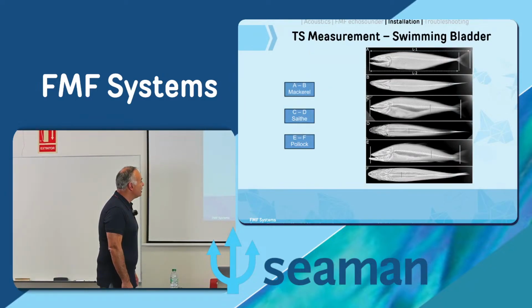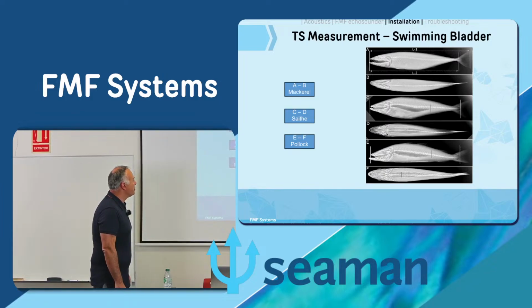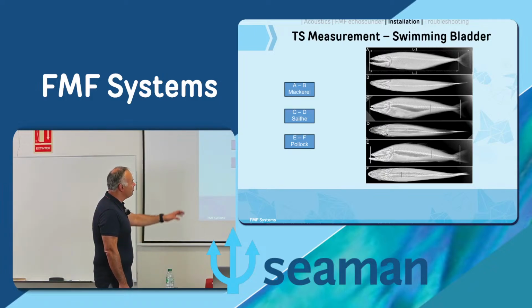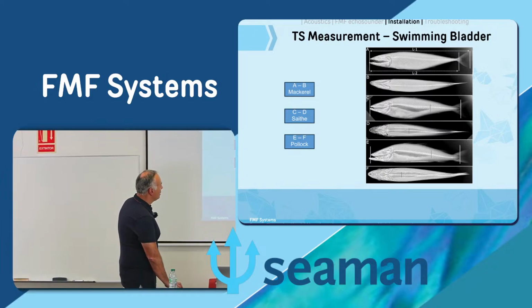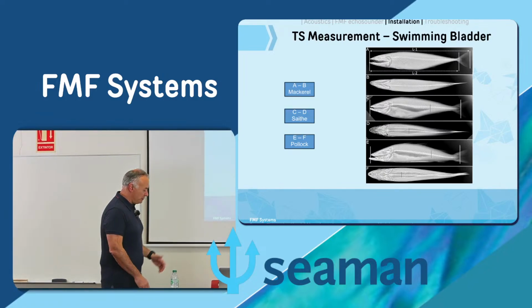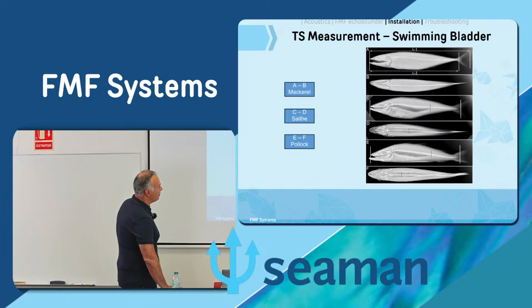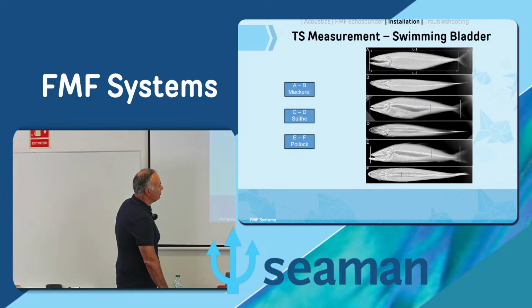Here we see X-ray images of mackerel and pollock and saithe, two fishes that have a swimming bladder. You see the importance of the swimming bladder inside the body, and then the mackerel with no swimming bladder at all. And remember that when we measure the fish, we measure it always from above. So when you see the picture of this X-ray from above, you see the importance of the swimming bladder in the whole composition of the body.